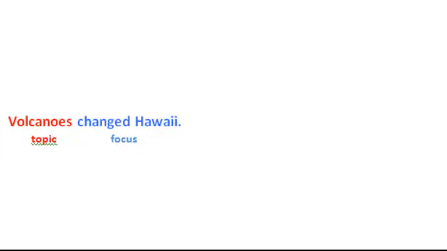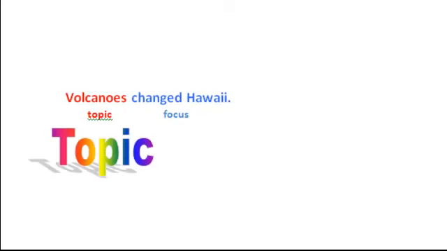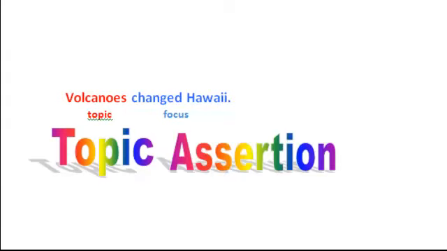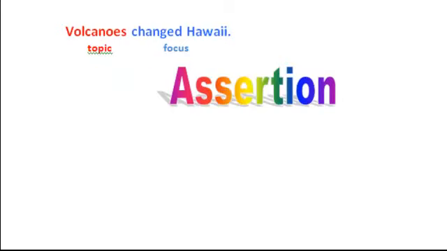Here we have "Volcanoes changed Hawaii." Stop for a minute and think. In fact, pause the video and see if you can identify what's weak about this thesis statement. Well, we have our topic, volcanoes. We have an assertion that they changed Hawaii, and we're not offering any proof that they did. So what's the problem here? The problem is our assertion. No one could really argue with this assertion. Almost everyone, I think, would agree that volcanoes changed Hawaii.